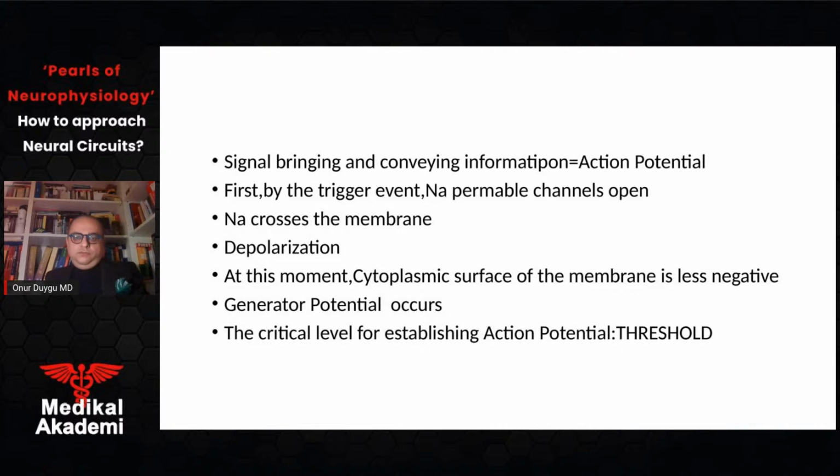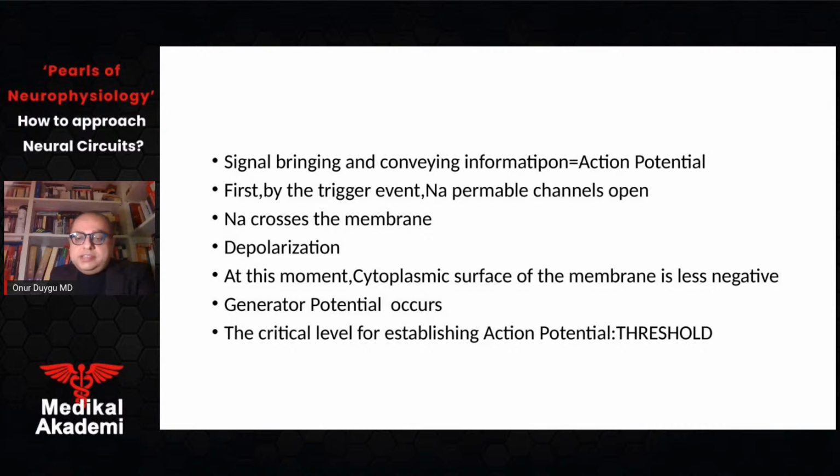The initial part is the triggering event, like a stimulus or like pain or fear or something like that. It causes sodium permeability, opening sodium permeable channels. Then sodium crosses the membrane and causes depolarization. At this moment, the inner surface of the membrane is less negative than the outer part of the membrane. And a generated potential occurs. Here's a very important point: once a generated potential occurs, it shapes the transmission and conveys the information to other neural structures.